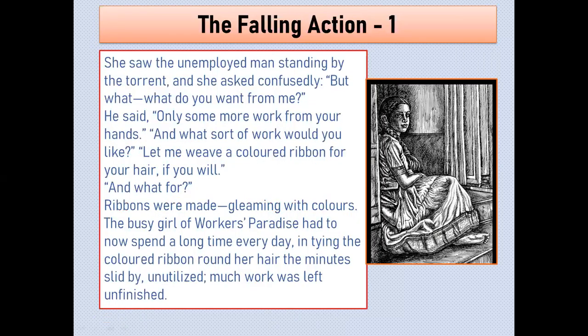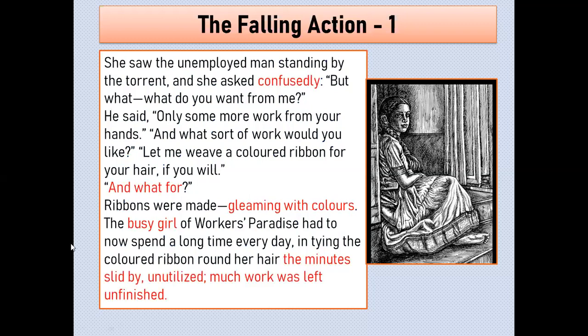And so, what happens next? She saw the unemployed man standing by the torrent and she asked confusedly, But what? What do you want from me? He said, only some more work from your hands. And what sort of work would you like? Let me weave a colored ribbon for your hair if you will. And what for? Ribbons were made, gleaming with colors. The busy girl of workers' paradise had to now spend a long time every day in tying the colored ribbon round her hair. The minutes slid by unutilized, much work was left unfinished.